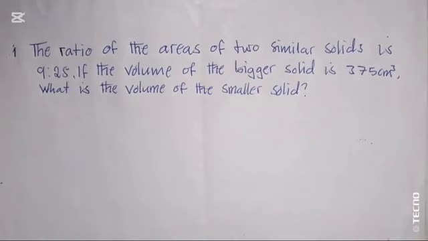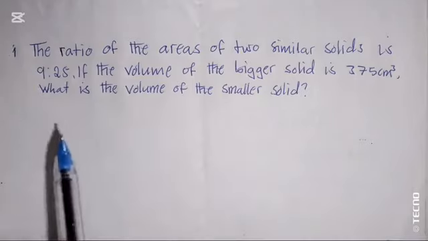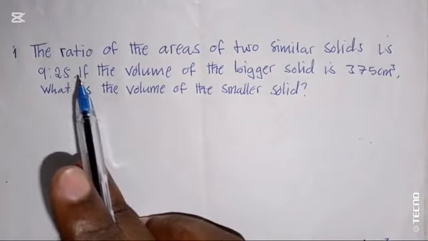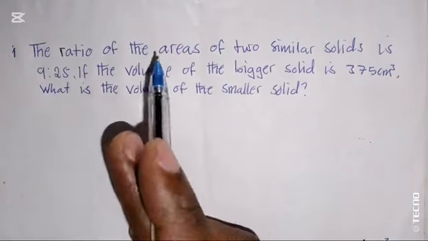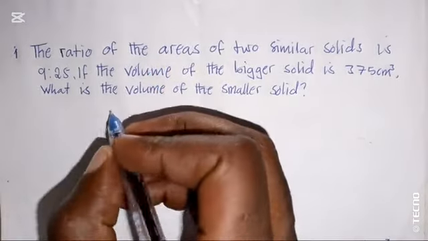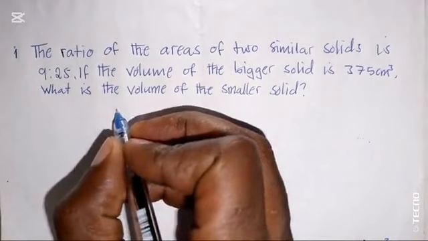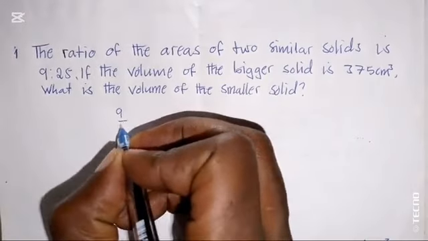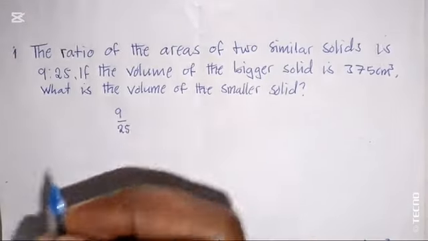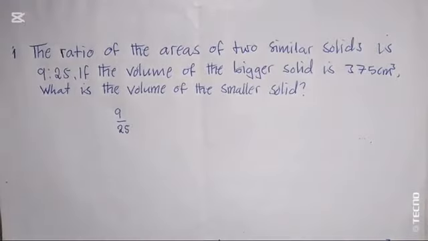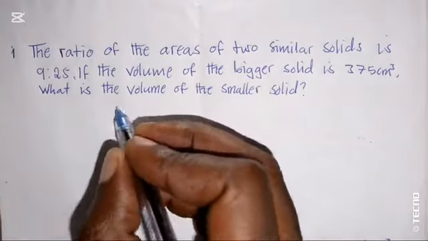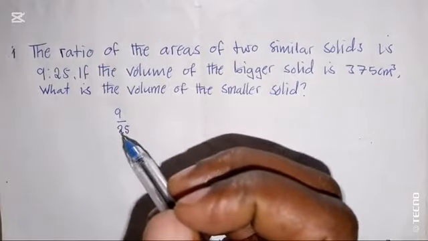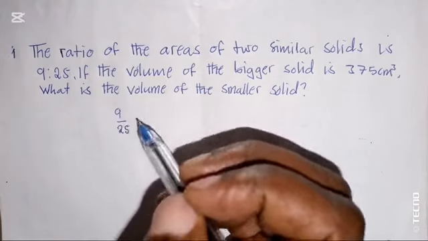Now when we talk of these similarities, we have been given the ratios in area. So these are the ratios of this area. So what we do here, we are going to find the original ratio. So we have 9 over 25. A ratio can also be represented in this form. So here we are going to introduce the square root, because area is something that is being squared.